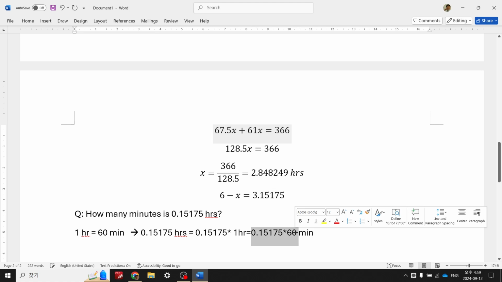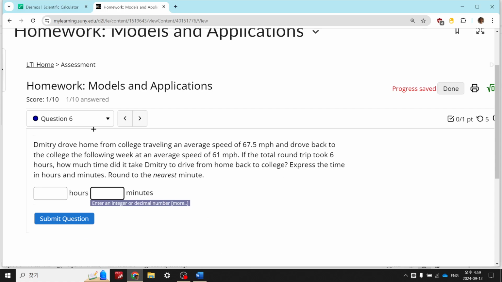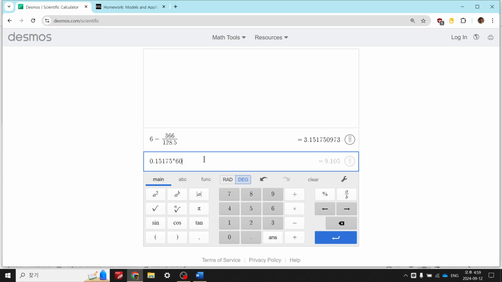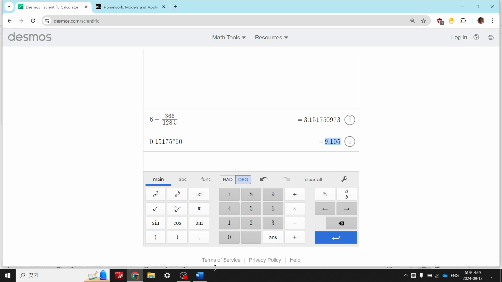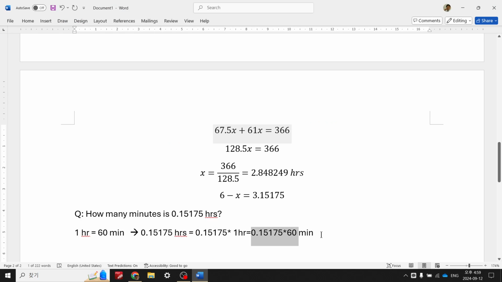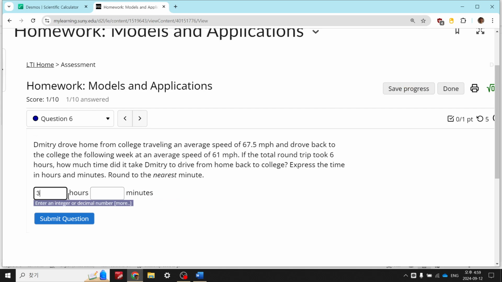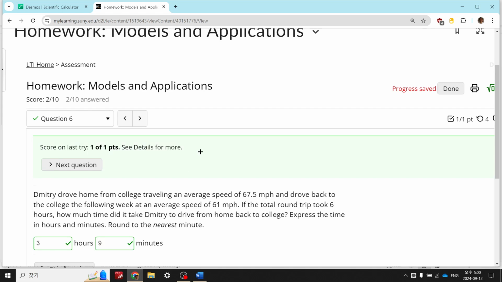So let's take this one and plug it into the calculator, see what it says. Okay, I'll just enter and then 9.105 minutes. What's the closest in minutes? Nearest minute? Yeah. So the closest minute is 9 minutes. So it's 3 hours and 9 minutes. That's the answer. So let's go back, plug that in. 3 hours, 9 minutes. Submit question. All right.